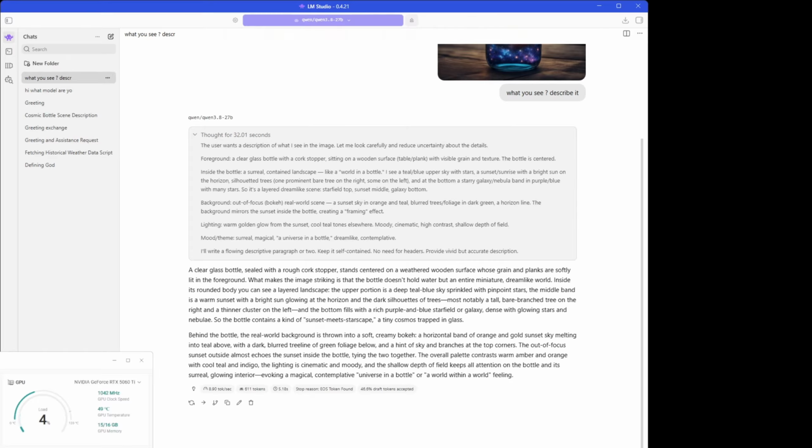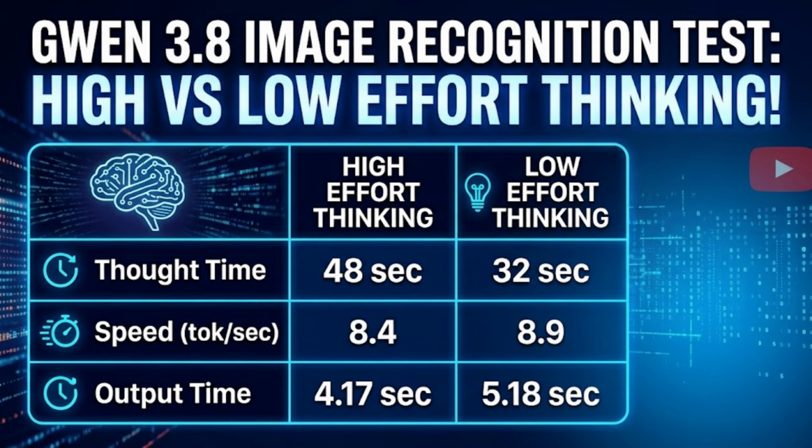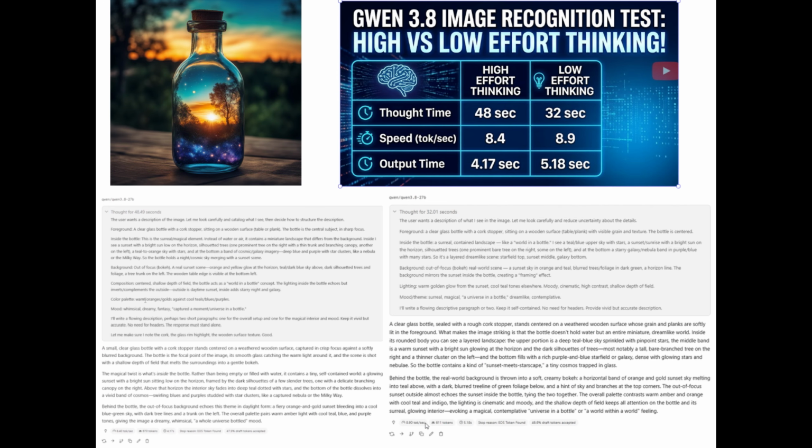If we see that side by side in this table, thought time, high effort, 48 seconds, the other one 32 in low, and the speed is the same, 8.5 versus 8.9, and in the output we have just 1 second difference. And let's see the result. Here we have the image and the table, and we have the thinking of both of the low effort and then the high effort.